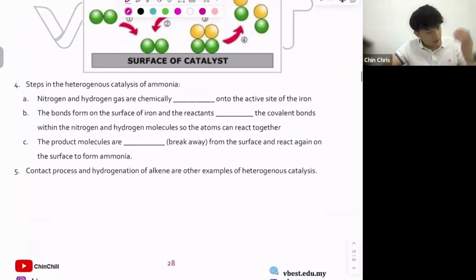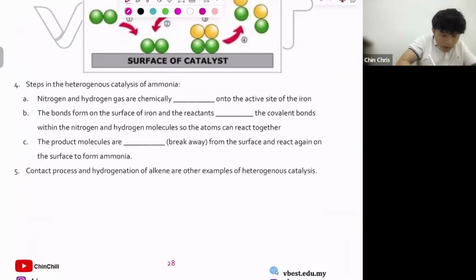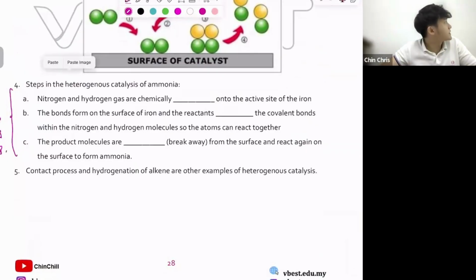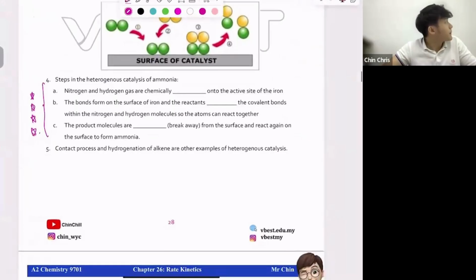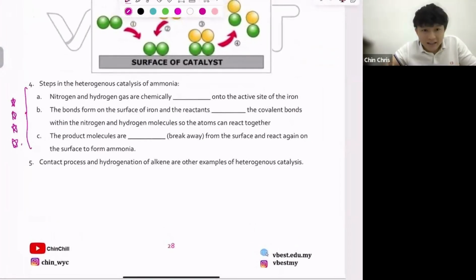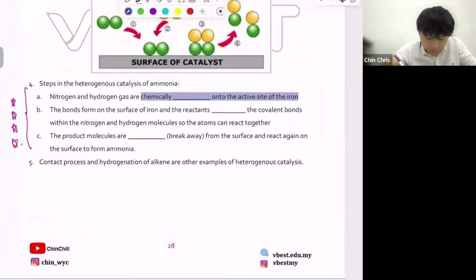All right, guys, basically for your heterogeneous catalysis, the mechanism, OMG, guys, you need to know it. It might come out as a 3-mark question in your exam to explain the mechanism. So again, guys, at first, all the reactants are chemically adsorbed on the active site.